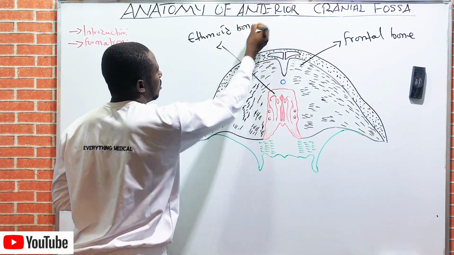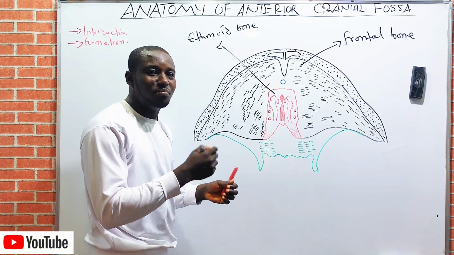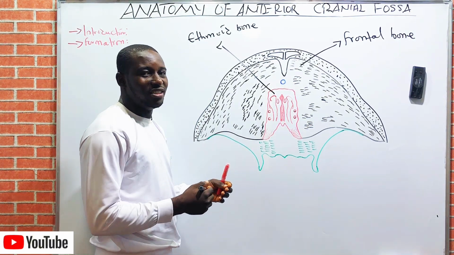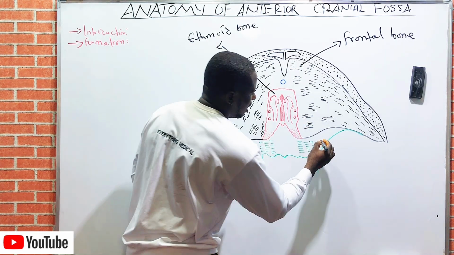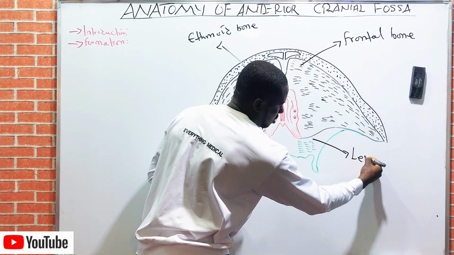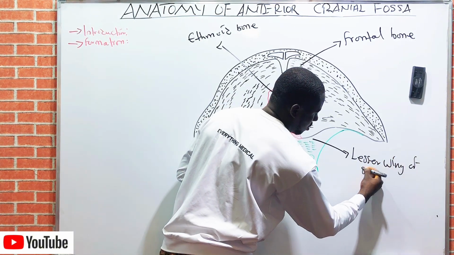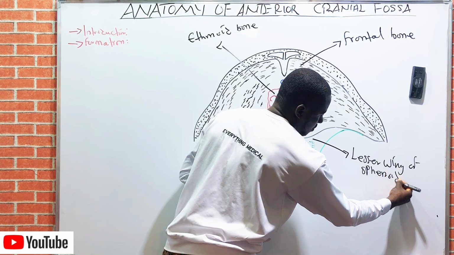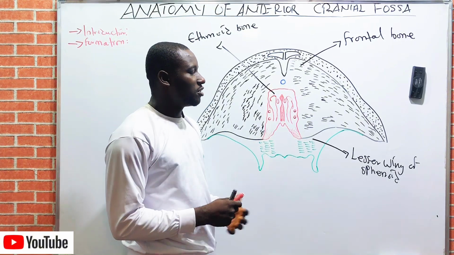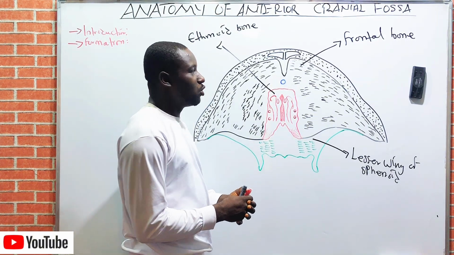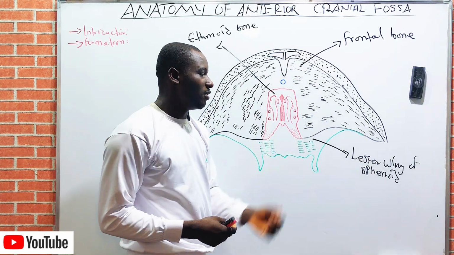Number three is the anterior aspect of the body of the lesser wing of the sphenoid. That is the lesser wing of the sphenoid, but its anterior aspect. Here is the lesser wing of the sphenoid. It is particularly its anterior aspect that forms the anterior cranial fossa. So we have three bony formations: the ethmoid bone, the frontal bone, and the lesser wing of the sphenoid.